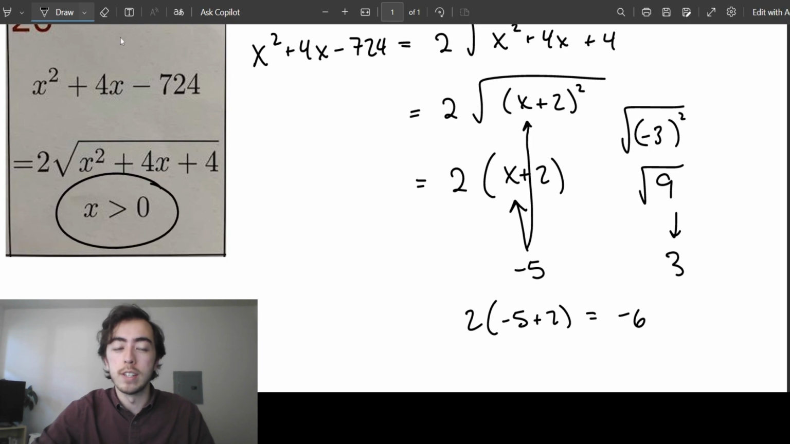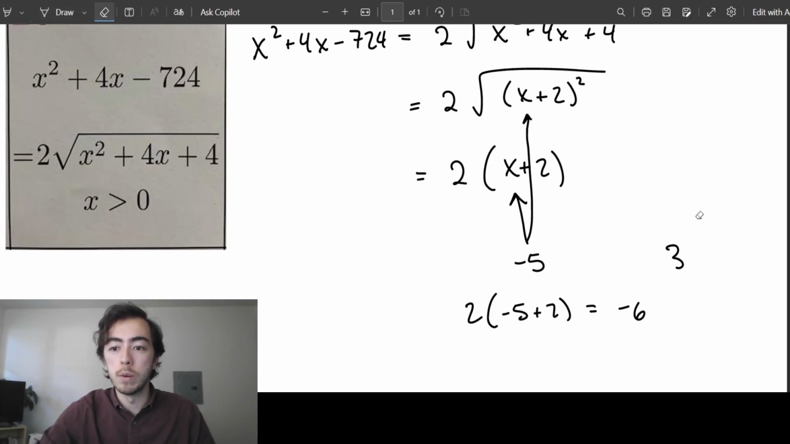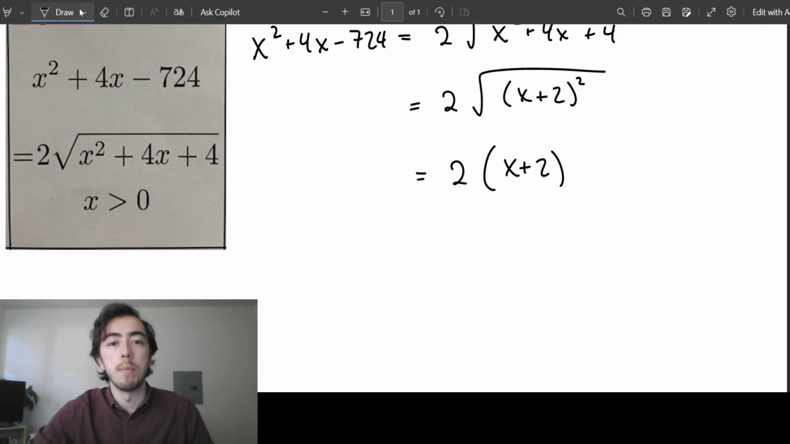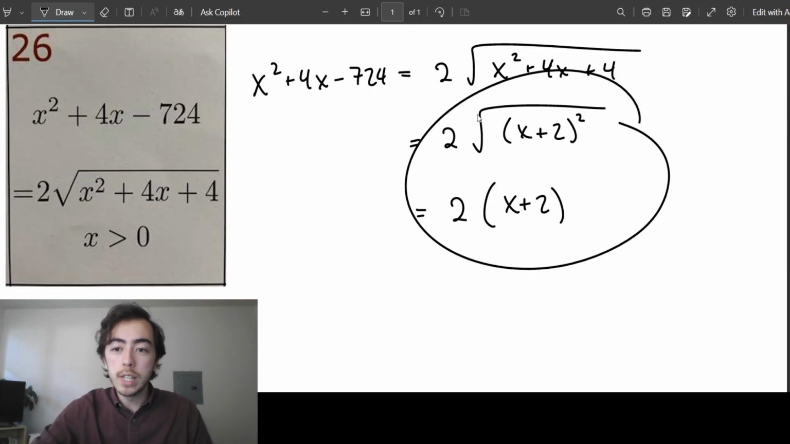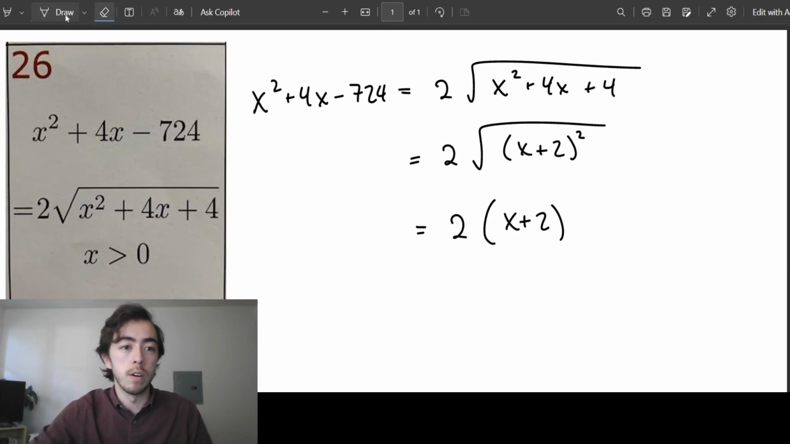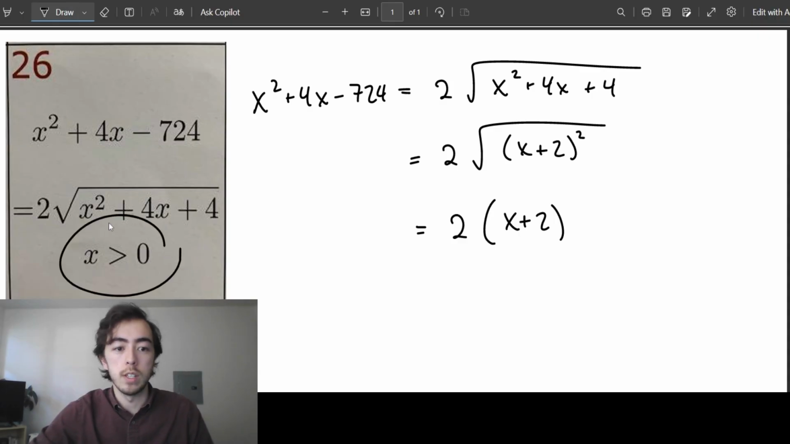But fortunately, since x is greater than 0, x is positive, and x plus 2 will always be a positive number. So I don't have this issue of accidentally not considering what might happen with negative numbers. So these are completely identically equal to each other. There are no hangups here, specifically because x is greater than 0.